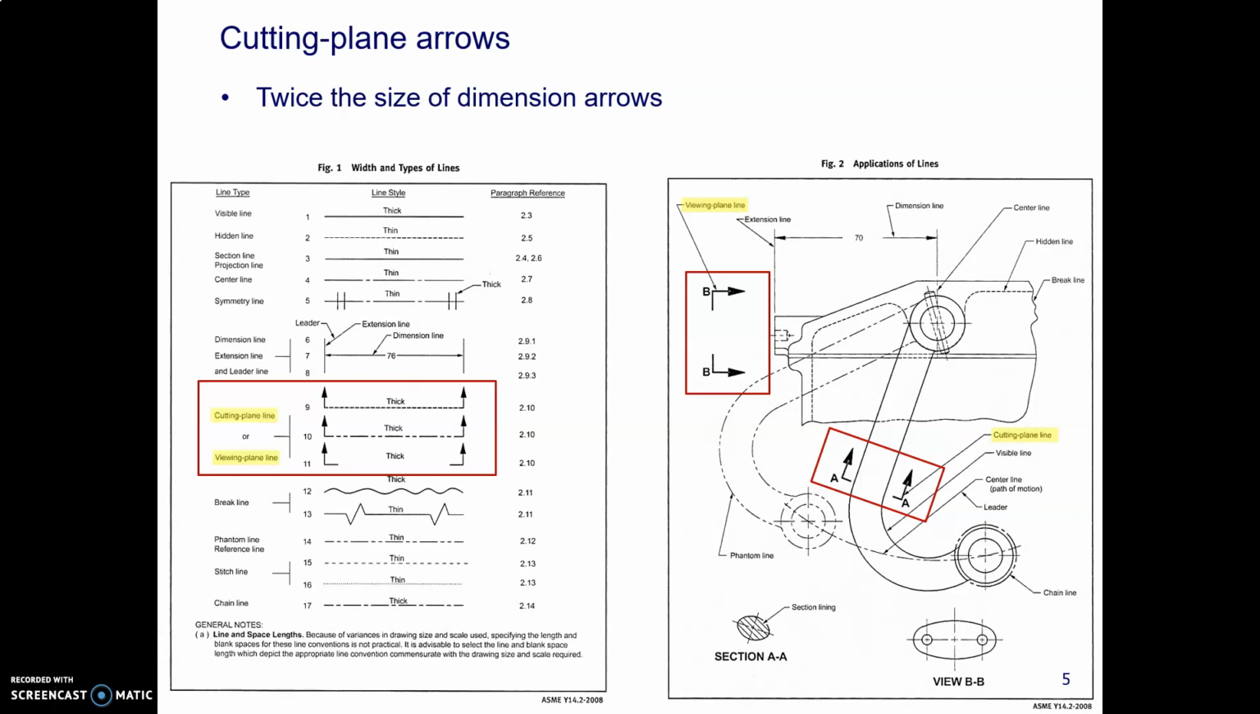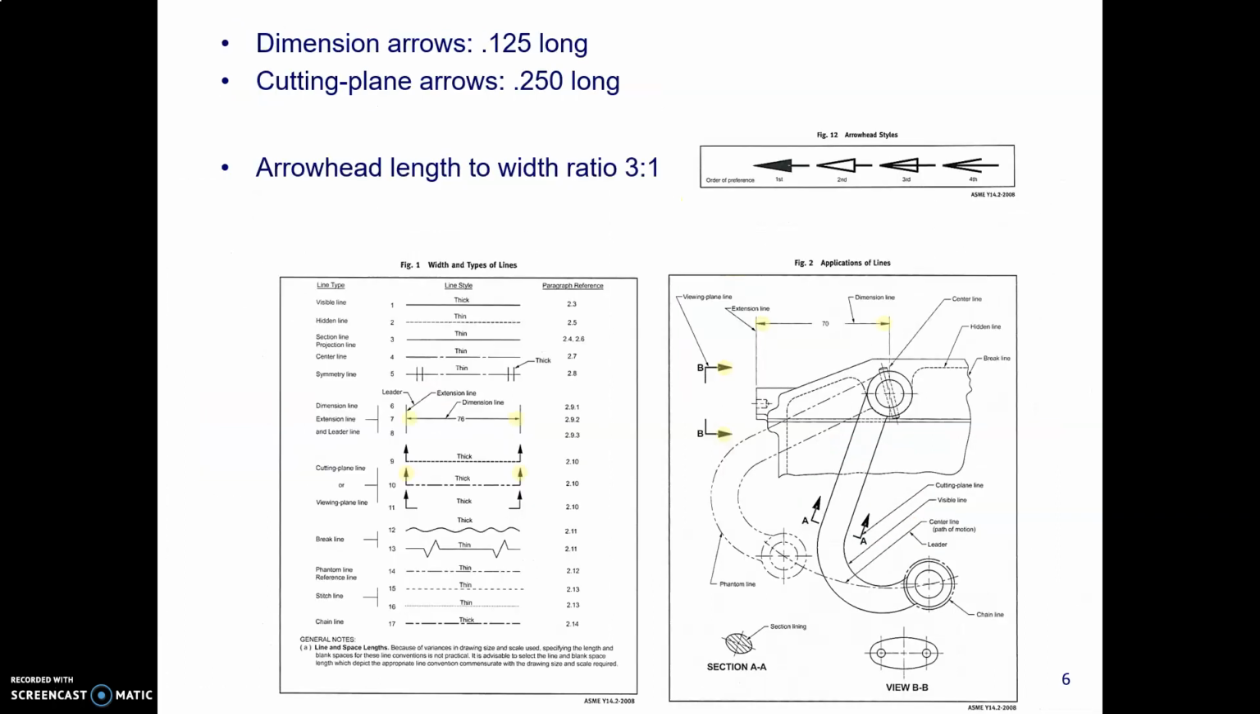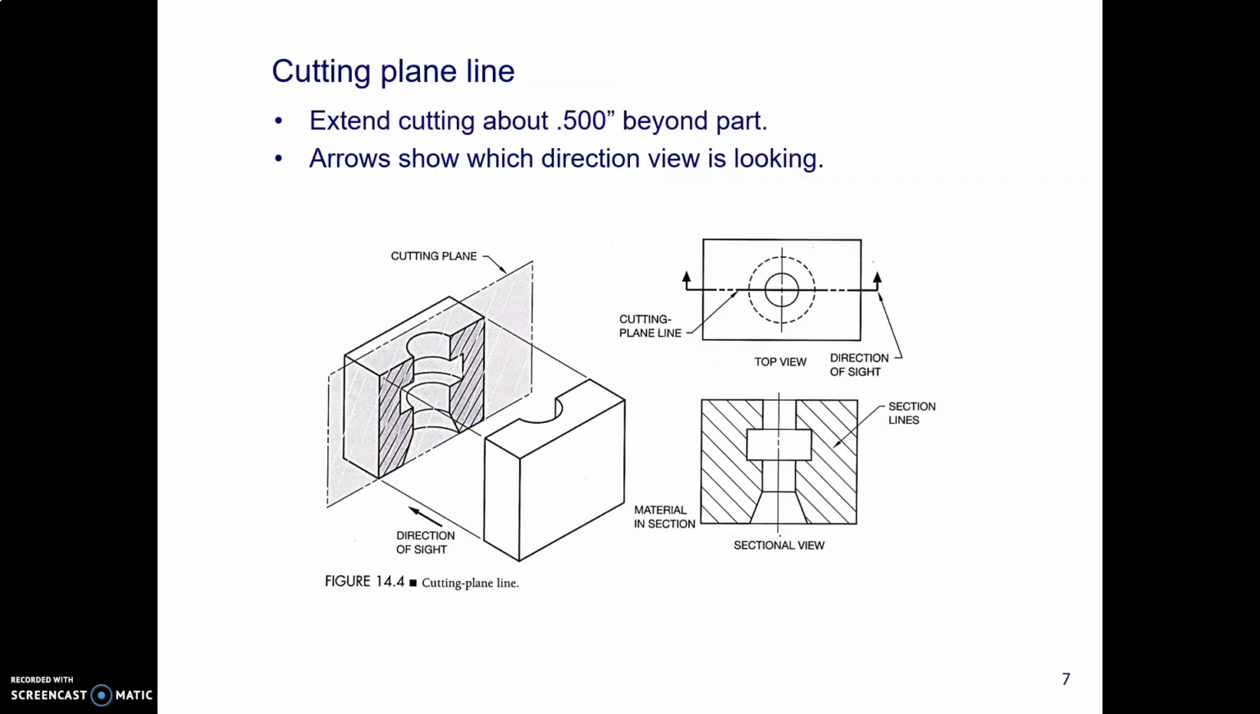So if you think about what size dimension arrows are, they are 1/8 of an inch long. That means arrows on cutting plane lines are 1/4 of an inch long. There's no standard for how far beyond the part the cutting plane line has to extend. 1/2 an inch is a nice distance, but it really is all up to you. The main thing is make sure you get the arrows pointing the right direction. You're showing the reader what direction their eyeball is looking when they are looking at the section view.